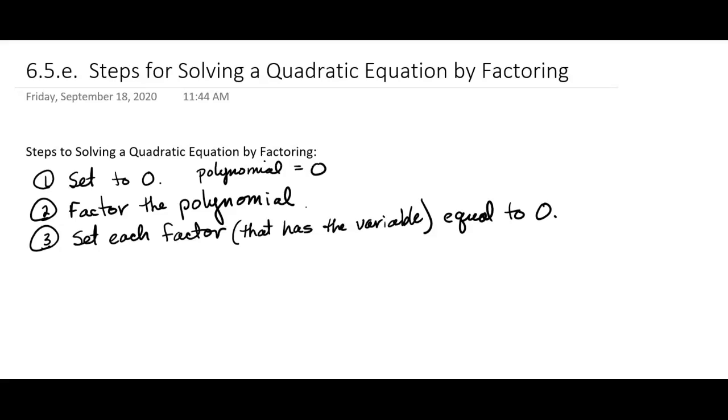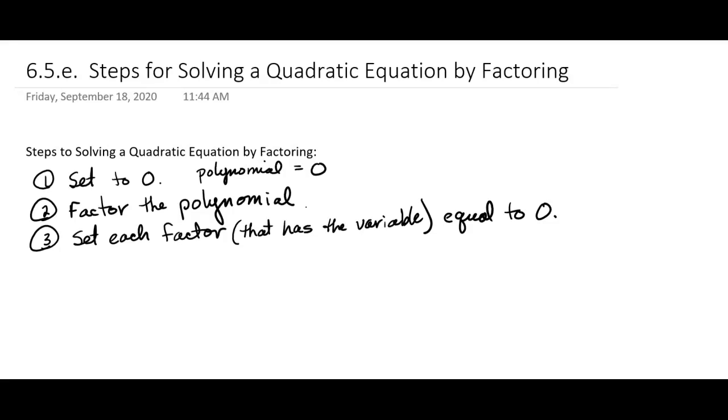So individually, so if you have 5 factors, you're not going to have that many, but if you had 5 factors, you would take each factor and set them equal to 0. So you'd have 5 different equations, okay? So you take each factor and set it equal to 0. We're probably going to have either 2 or 3. Sometimes we only have 1. Just depends on the problem.